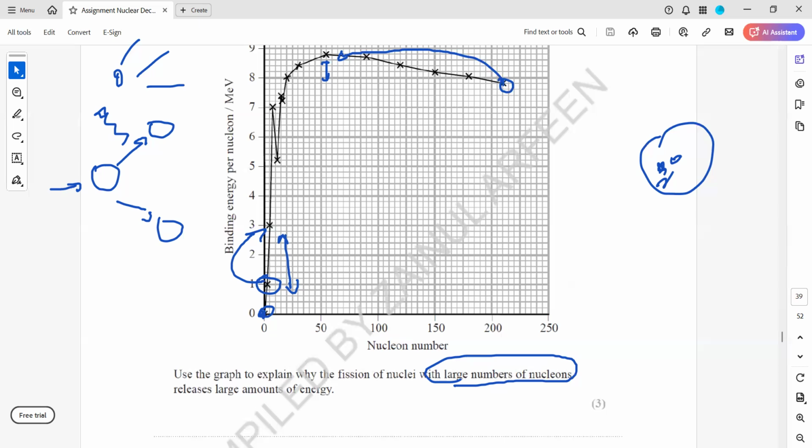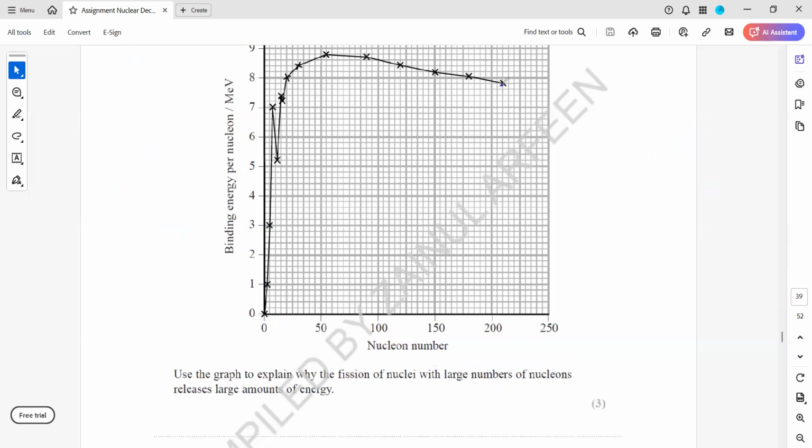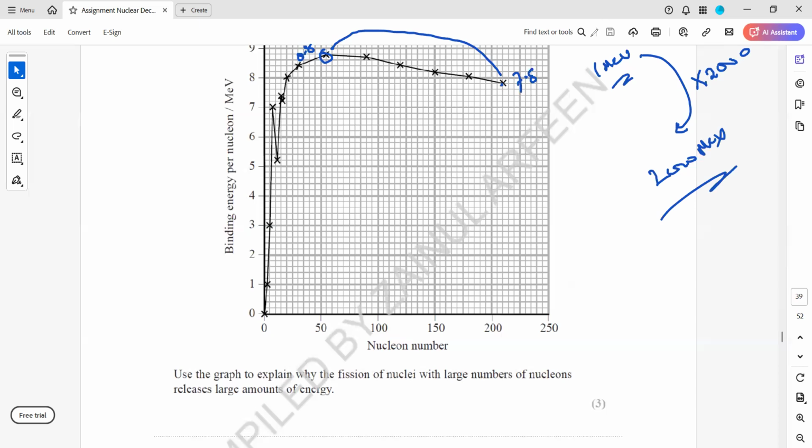Is it clear? If you compare one nucleus that undergoes a fission, let's say this is 7.8 and this is about 8.8. So it's only 1 mega electron volt for one. But in a fission, we have many. If maybe 2000 are there, overall 2000 mega electron volts will be released, because one is releasing 1 mega electron volt, but a fission is a chain reaction. So overall energy release will be higher.